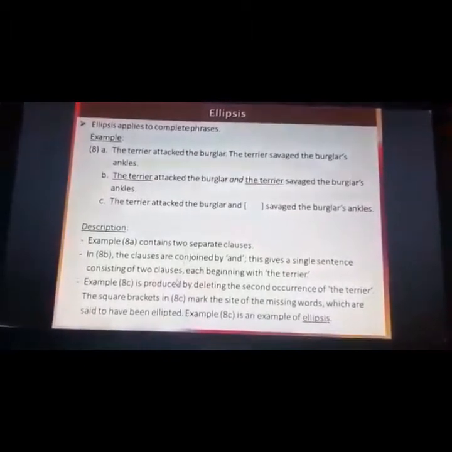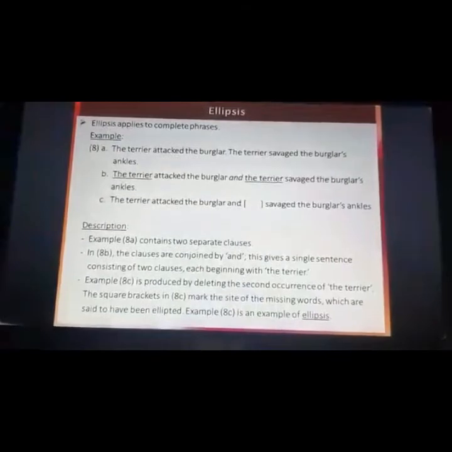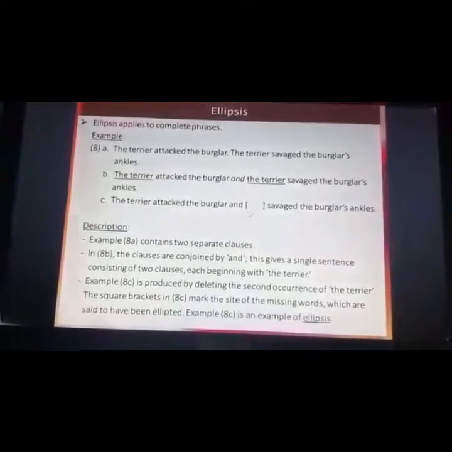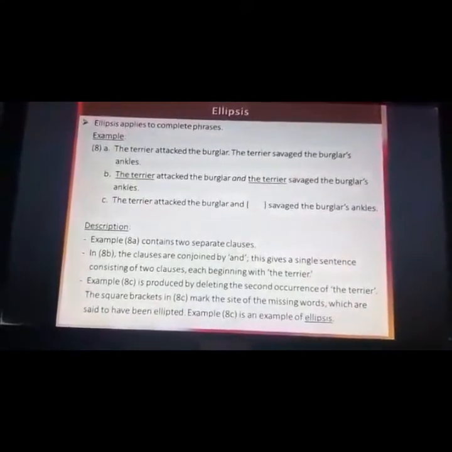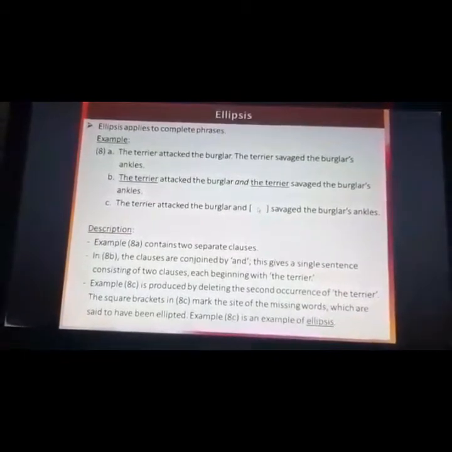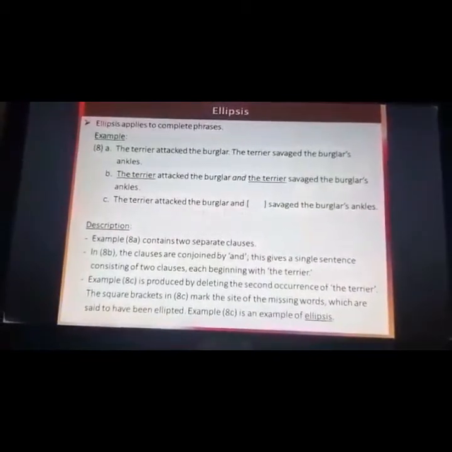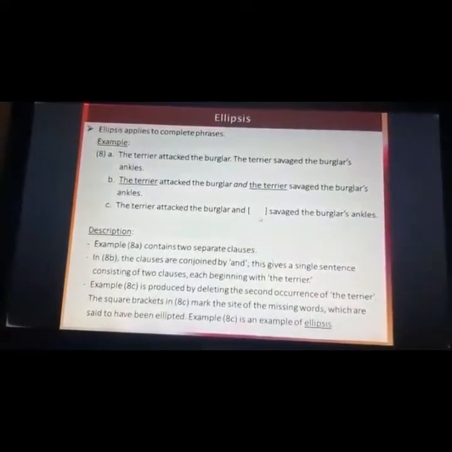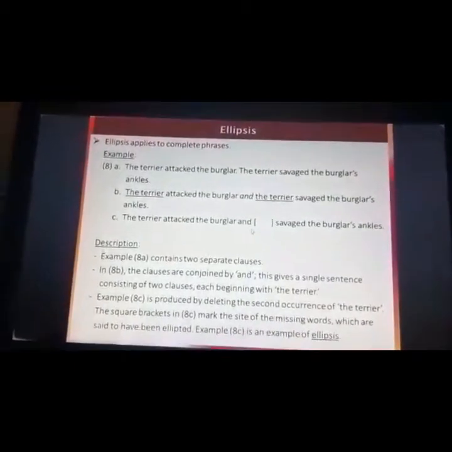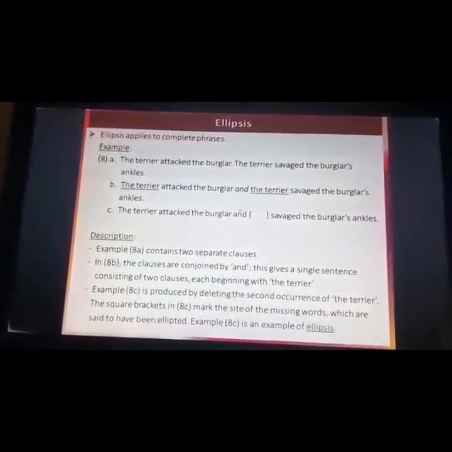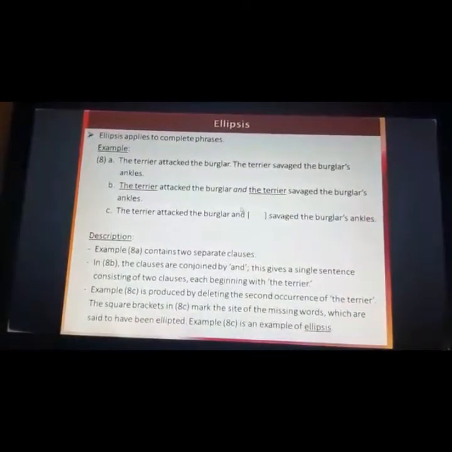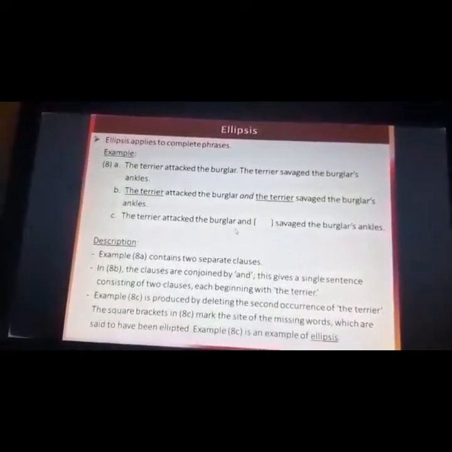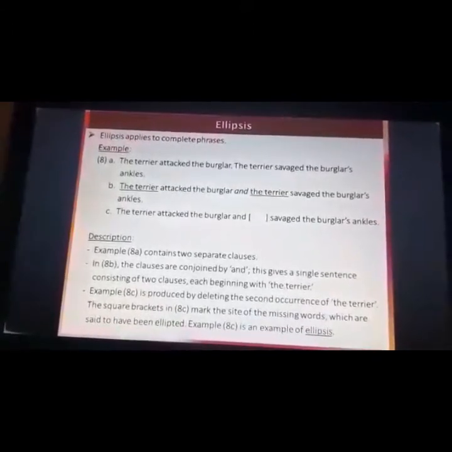Example at C is produced by deleting the second occurrence of the terrier, and the square brackets here in at C mark the side of the missing words which are said to have been omitted. Tuh, dihilangkan. Apa yang dihilangkan? The terrier, karena unsurnya sama, jadi nggak perlu dua-duanya. Example 8C di sini, here is an example of an ellipsis. You need to do this, guys, because you need to make an effective sentence, and would be good for you for writing. Now, if you have any question, please prepare by now.